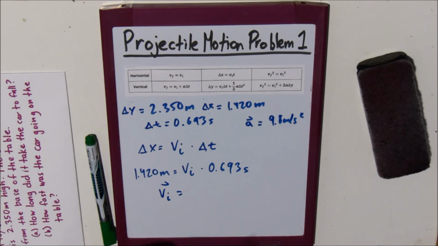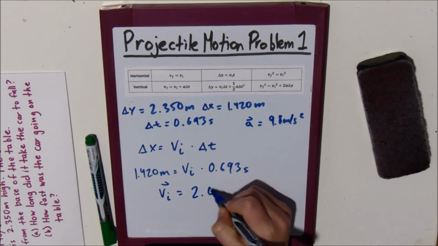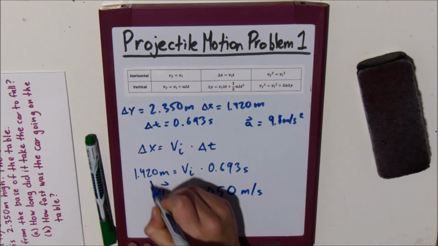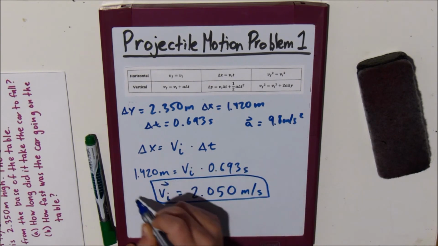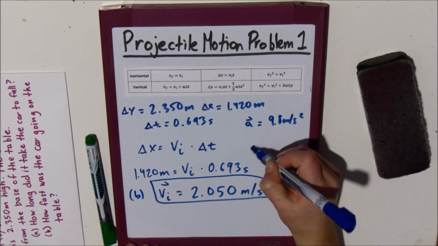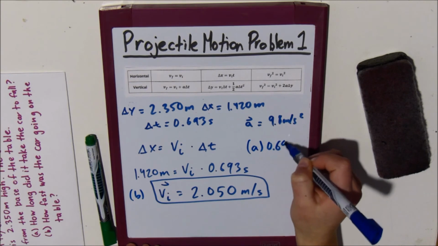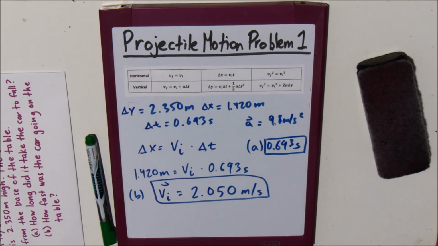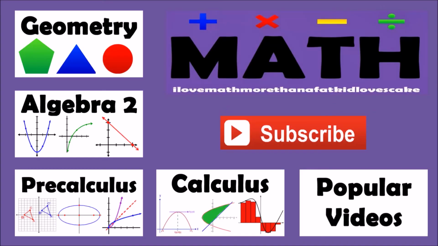1.420 divided by that number, we end up getting 2.050 meters per second. And that is the answer to B. And then the answer to A is 0.693 seconds. Okay, and that's really how simple it is to solve these projectile motion problems.